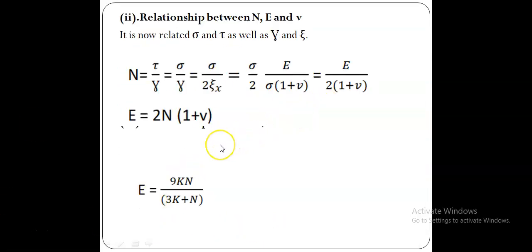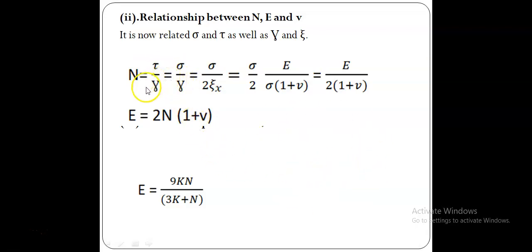So next, the relationship between shear modulus N, Young's modulus E, and Poisson ratio nu. It is now related to sigma and tau as well as gamma and epsilon. Here also we have to assume that there is a plane or an object which is subjected to pure shear in all directions.